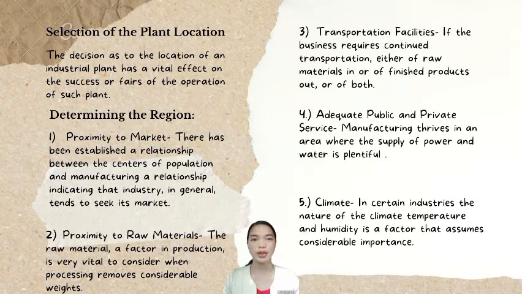First, proximity to market. There has been established a relationship between the centers of population and manufacturing, a relationship indicating that industry in general tends to seek its market. The tendency of a plant to locate near its market has been evident.